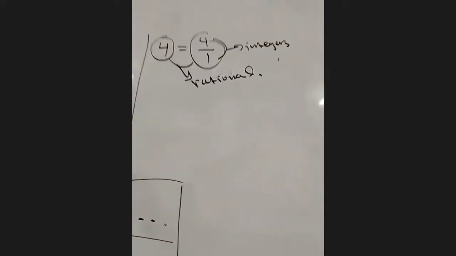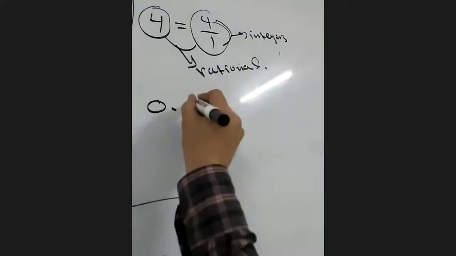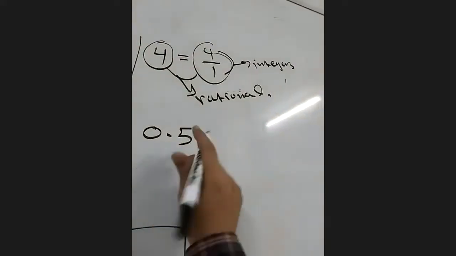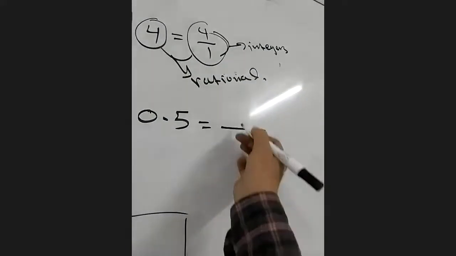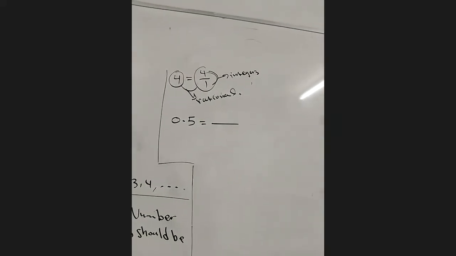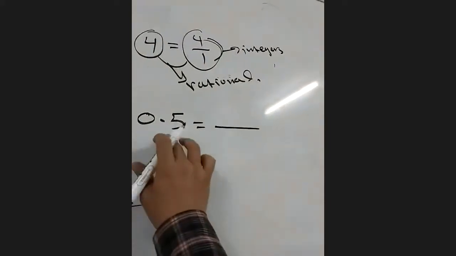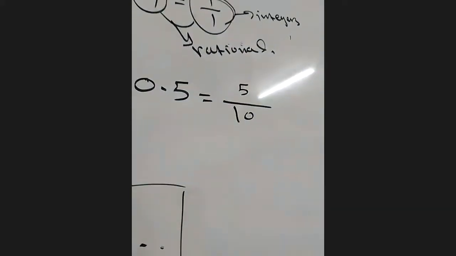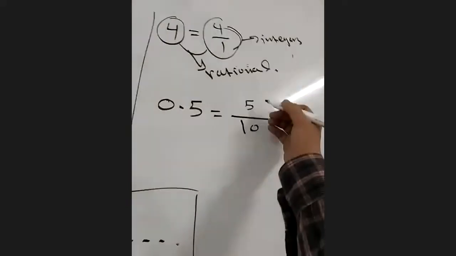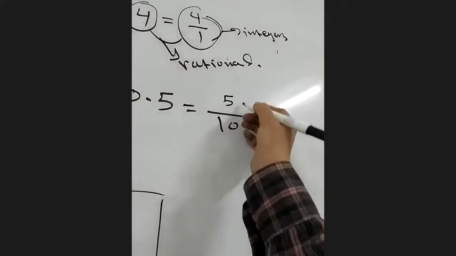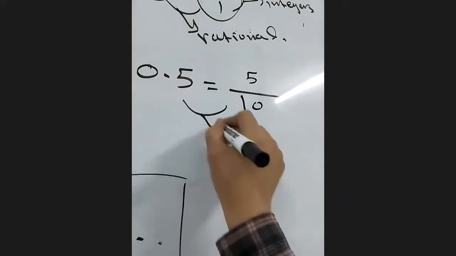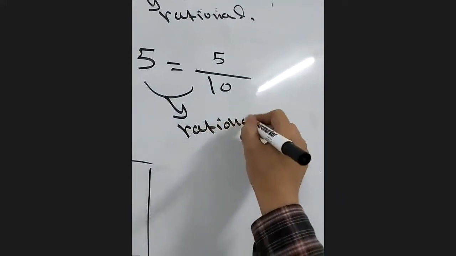Right. For example, the decimal, like 0.5. Who can turn this 0.5 to be on the form A over B? We know that 0.5 is 5 over 10. We took that before. So it is A over B. And A and B here, 5 and 10, both are integers. And 10 is not 0. So this also is a rational number.